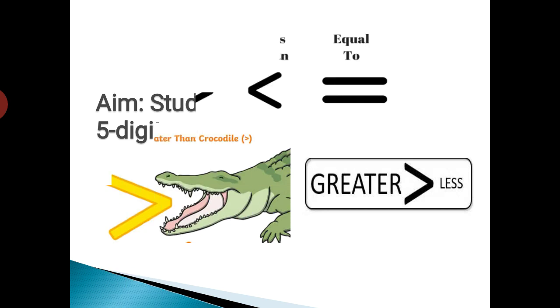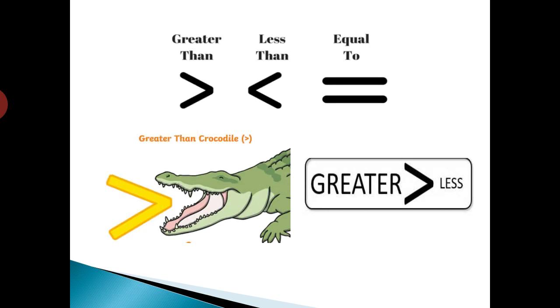So let's see which symbols we are talking about. For greater than, we use this symbol. For less than, we use this symbol. And for equal to, we use this symbol. But students get confused about where to put the less than symbol and where to put the greater than symbol.